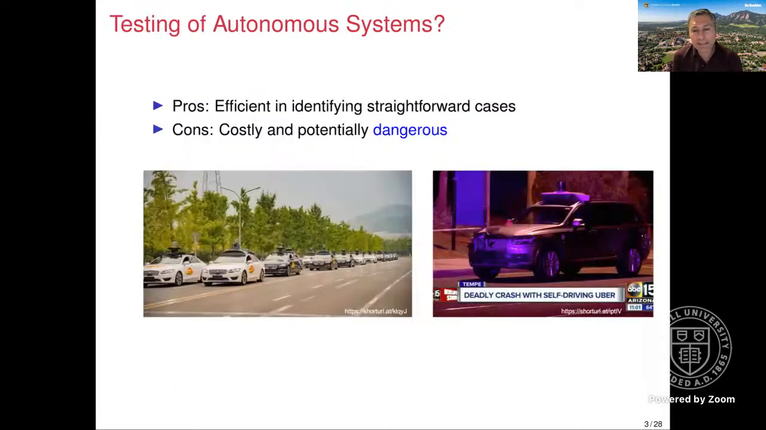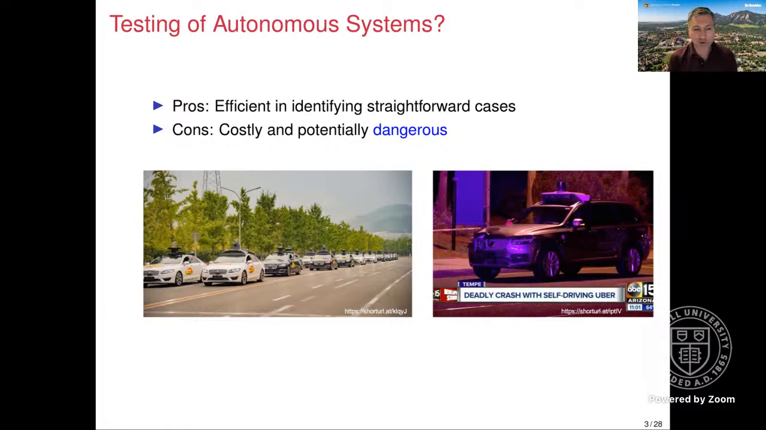So let's see what the current practice in industry is for deploying autonomous systems. It's mainly based on testing, right? What are the pros of testing? Of course, testing is great. It's very efficient in identifying straightforward cases, and that's what many self-driving car companies are already doing. They're deploying cars in, let's say, Vegas or San Francisco and other places, Arizona.